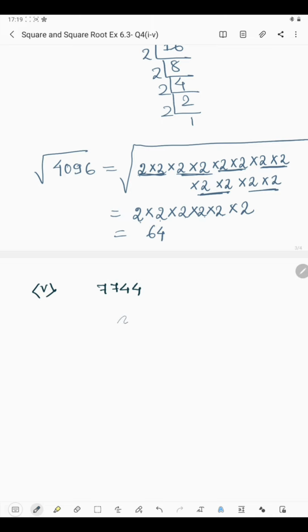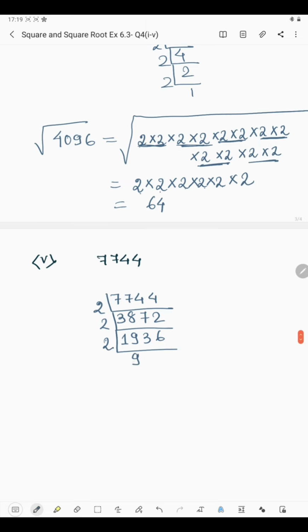Now in the fifth part we have 7744. Here also the last digit is an even number, so it will be divisible by 2. So 2 3s are 6, 1, 2 8s are 16, 1, 2 7s are 14, 2 2s are 4. Again it will be divisible by 2. 2 1s are 2, 2 9s are 18, 2 3s are 6, 1, 2 6s are 12. Now again by 2. So 2 9s are 18, 1, 2 6s are 12, 1, 2 8s are 16.